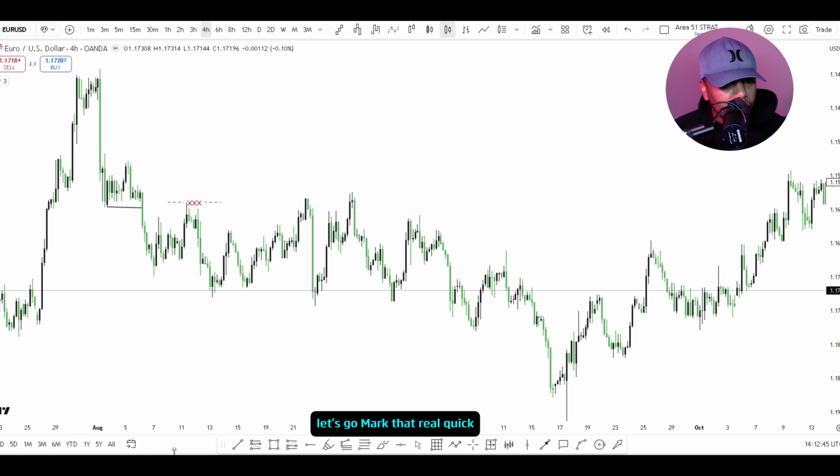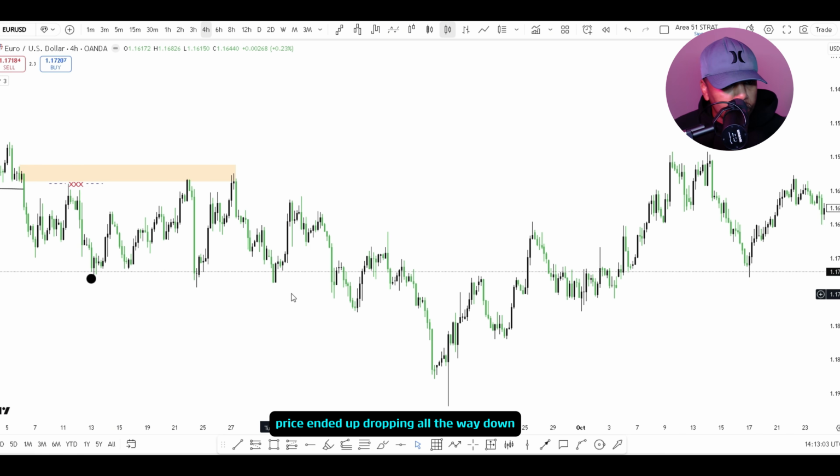Let's go mark that real quick. All right, now we can go ahead and mark this as our valid lower low. Price went back, and then the execution happened over here. You can see this was taken out. Price ended up dropping all the way down.